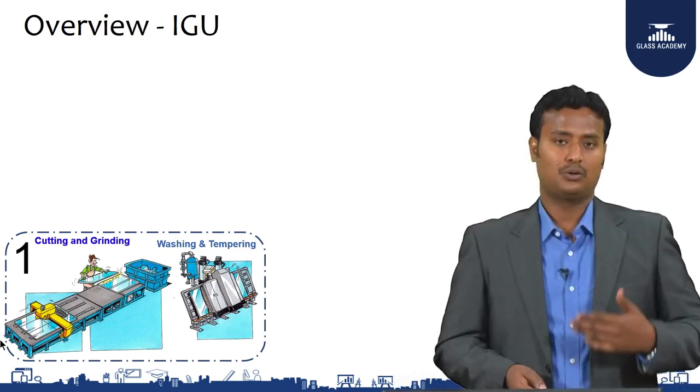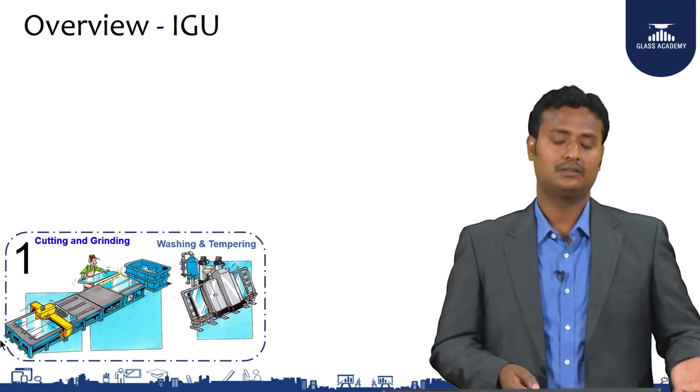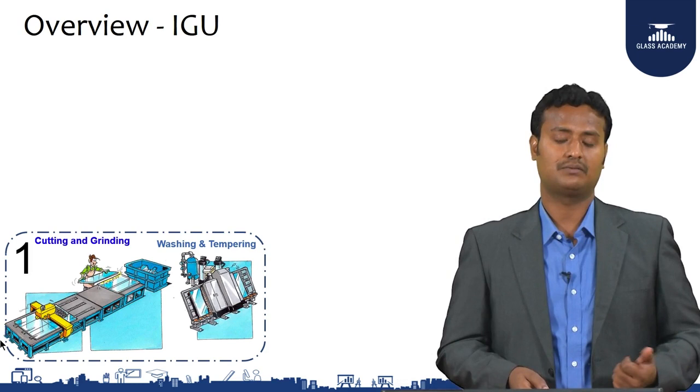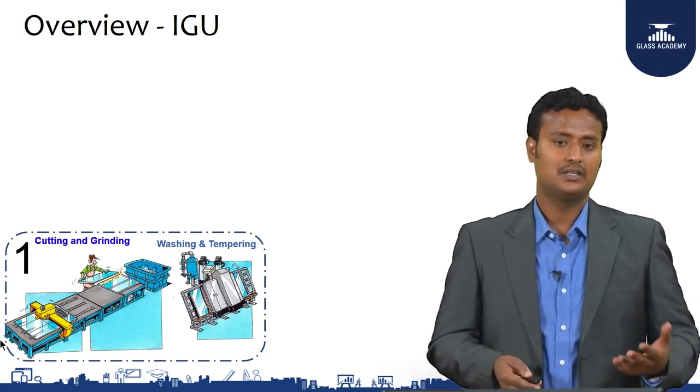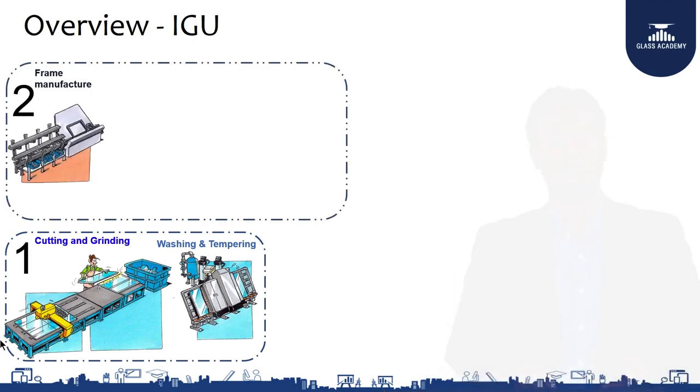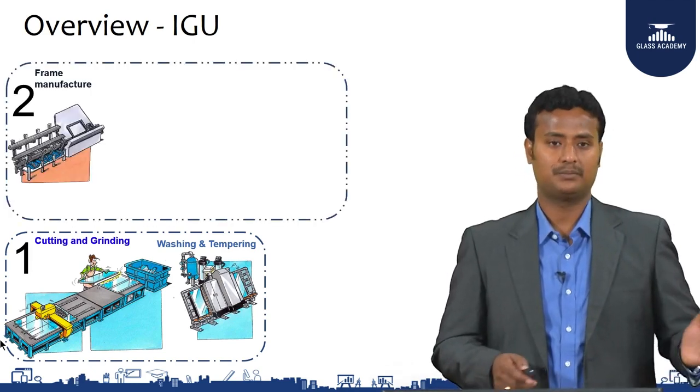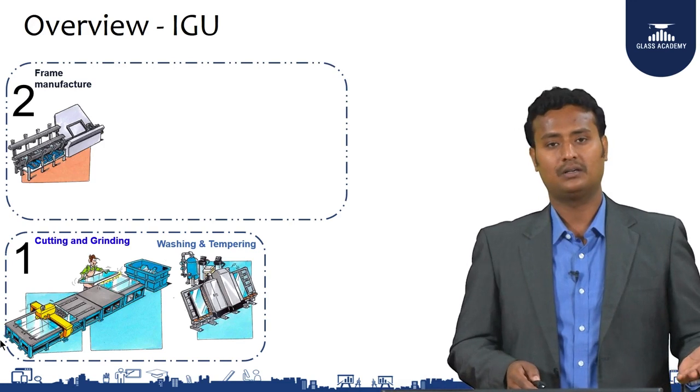So tempering, as you all know, is basically increasing the strength of the glass from annealed glass to tempered glass, which is 4 to 5 times the strength. So it's a heating process. We have talked about the pre-processing and tempering, so let's move on to the IG process.